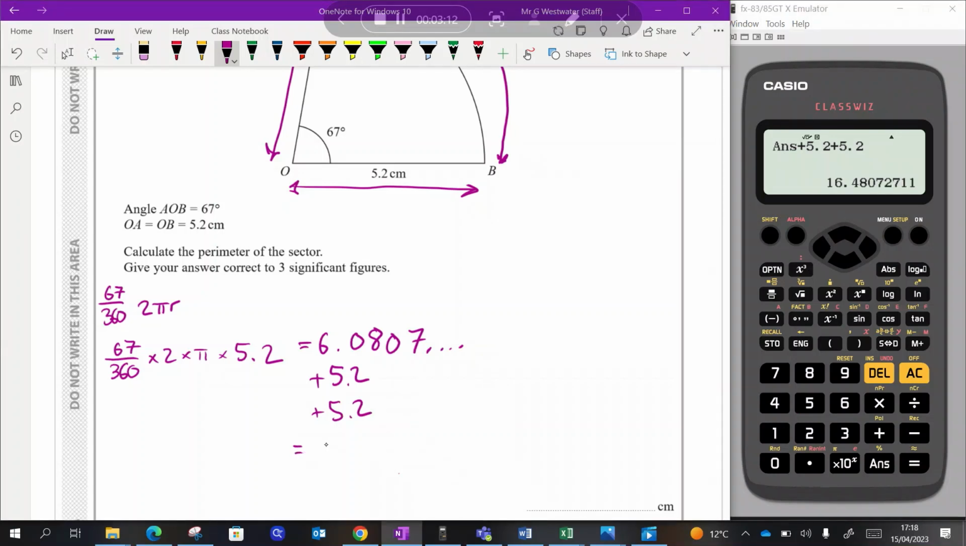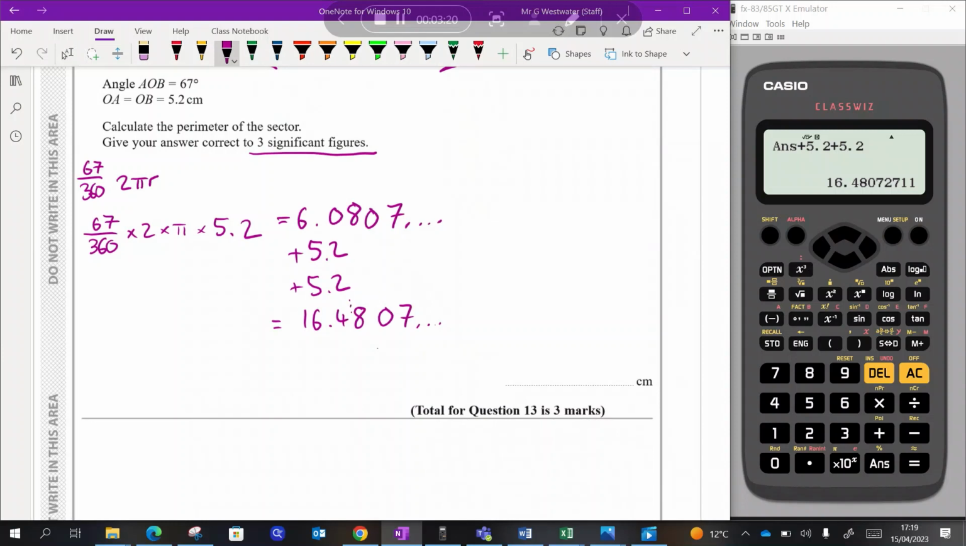And this comes out to be 16.4807... We want this to 3 significant figures, so let's draw an imaginary line after the first, second, third significant figure. The 8 will round that 4 up to a 5, 16.5 centimetres to 3SF.